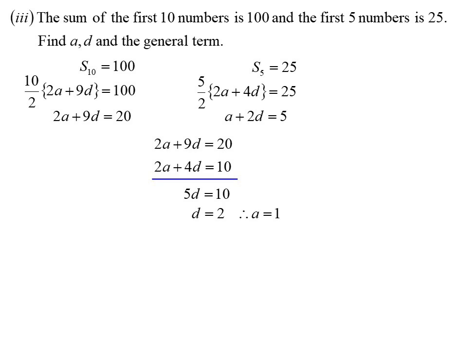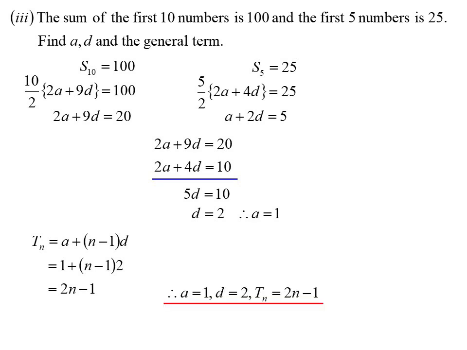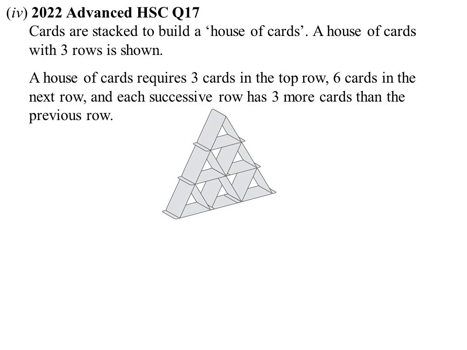We still have to find the general term. So a plus n minus 1 d gives me 1 plus n minus 1 times 2. Playing around with that, 2n minus 1. There's the formula for this particular pattern. This is the one that appeared in last year's HSC. It's in the advanced paper, question 17.